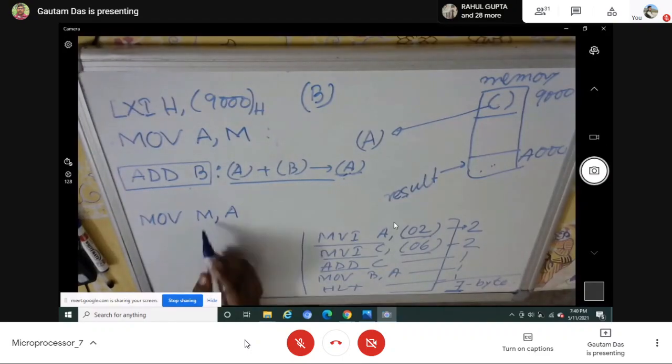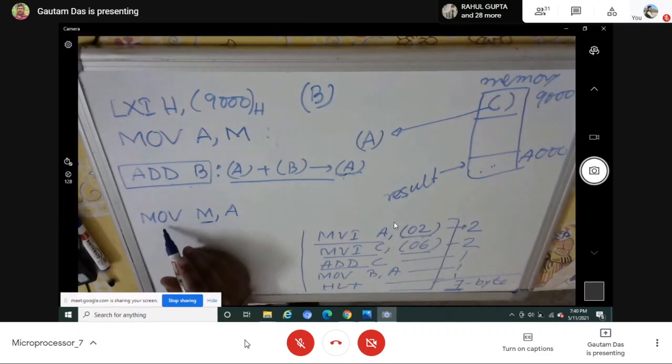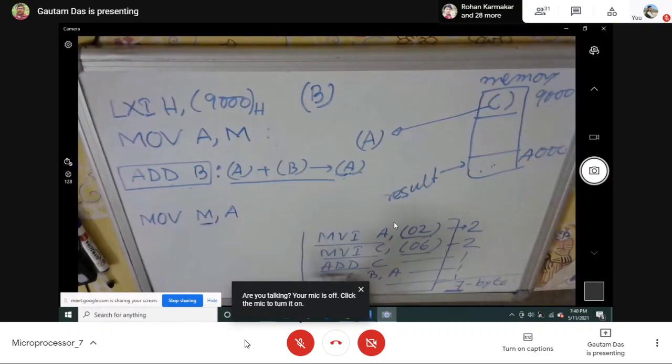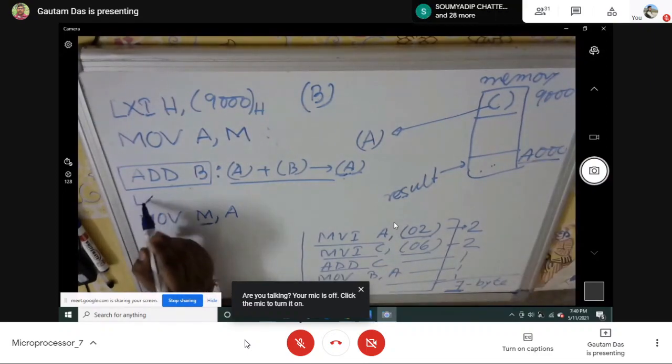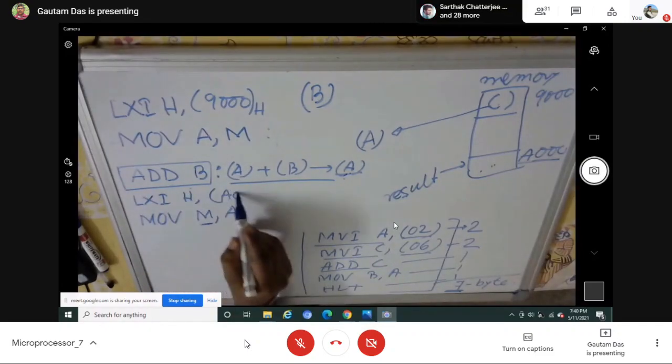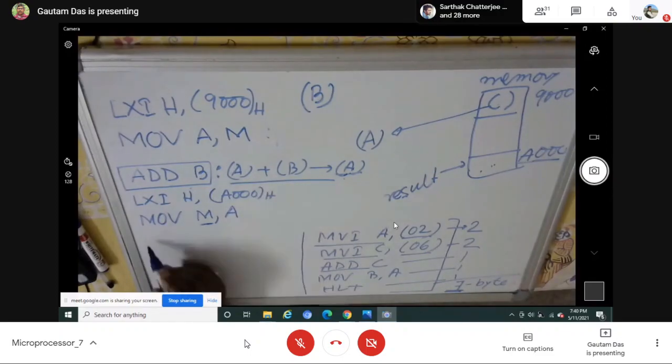But again, you are using M as an operand for the instruction. So it is your task to store the address of this M in the HL register before this instruction. Now, what is the address of this M? A000. So before this instruction, using the LXI H instruction, you must store the address A000 in the HL register.